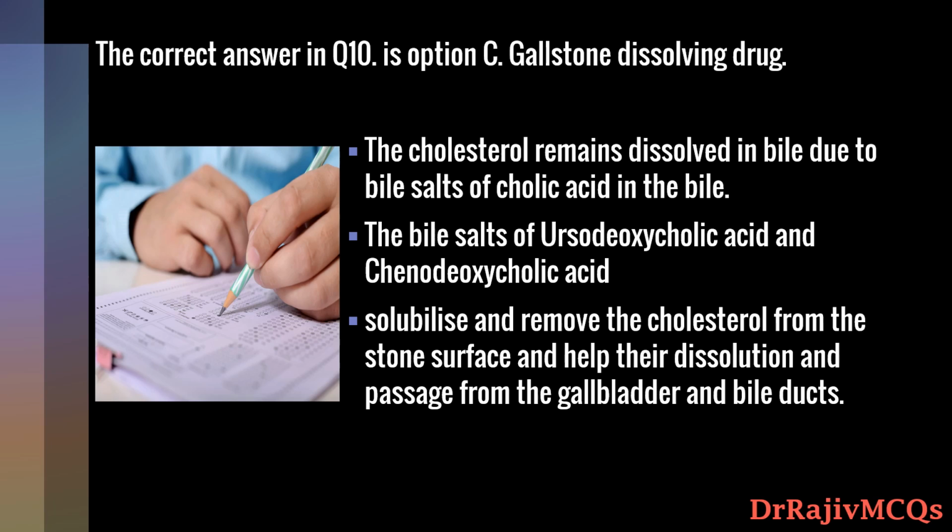The correct answer in question number 10 is option C. The cholesterol remains dissolved in bile due to the presence of highly amphiphilic bile salts of cholic acid in the bile. The bile salts of ursodeoxycholic acid and chenodeoxycholic acid solubilize and remove the cholesterol from the stone surface and help in dissolution and passage of stones from the gallbladder and bile ducts.